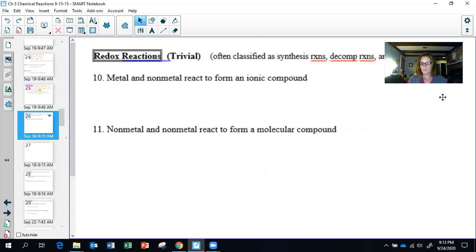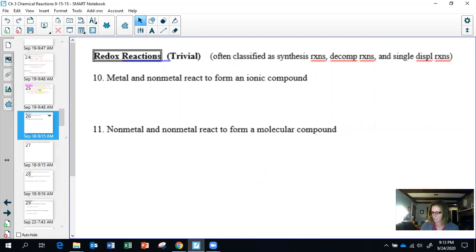So by simple or trivial redox reactions, what I'm referring to are those reaction types that you are probably familiar with from your first year of chemistry. And in general, by redox reaction, we mean any reaction in which the species are undergoing a change in oxidation number. So we'll probably just go ahead and start with that definition.